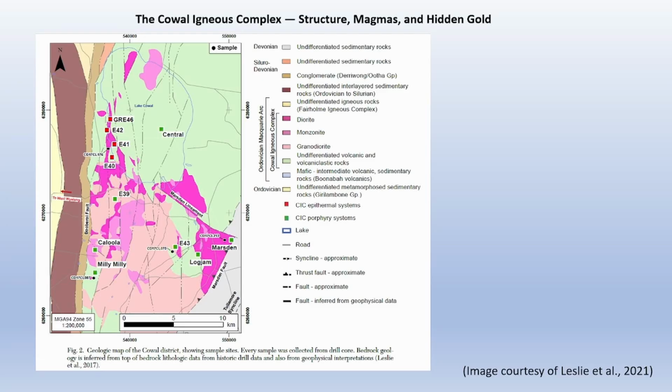This map shows the Cowal igneous complex, which is part of the Ordovician Macquarie Arc. The rocks here tell a rich story of subduction, crustal thickening, and multi-phase magmatism, which are ideal conditions for forming porphyry gold and copper systems.